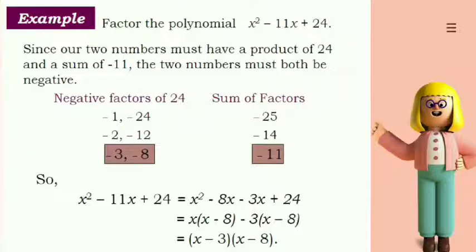So x squared minus 11x plus 24 is equal to x squared minus 8x minus 3x plus 24. So the answer would be x minus 3 multiplied by x minus 8. To check if your answer is correct, go again to the FOIL method.